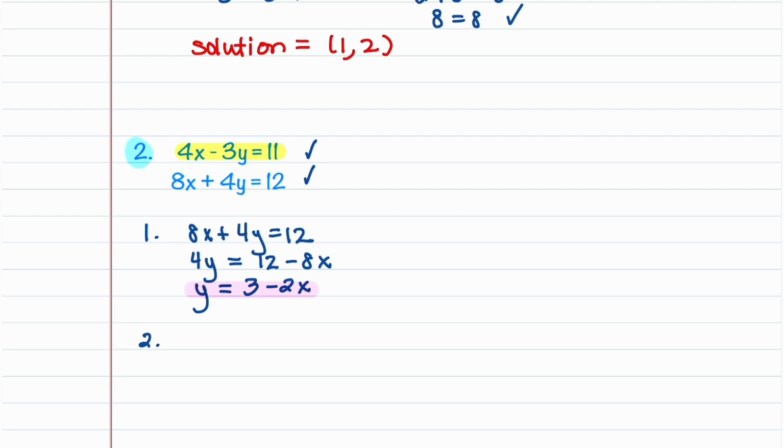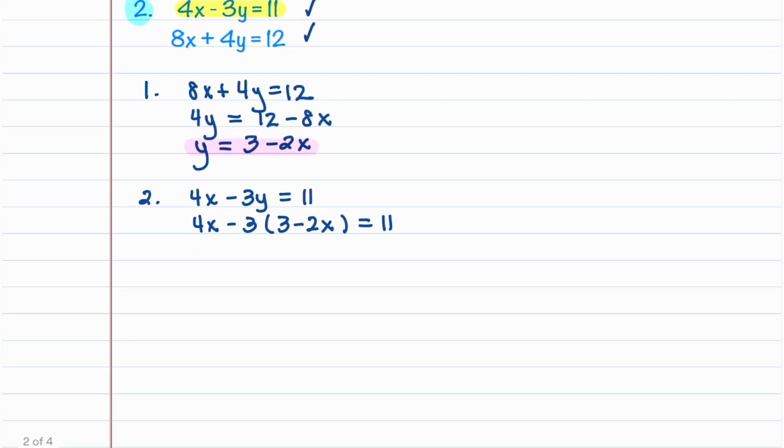So let's go ahead and write that equation down. 4x minus 3y is equal to 11. And we're going to substitute in for y. So we have 4x minus 3, and then y is now 3 minus 2x, is equal to 11. Now all we have to do is simplify. Let's multiply everything out on the left.